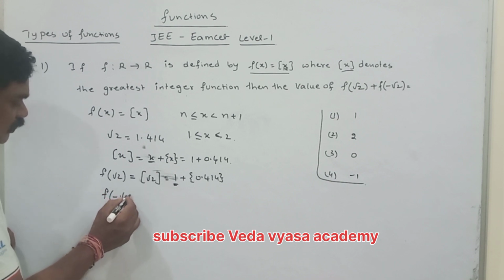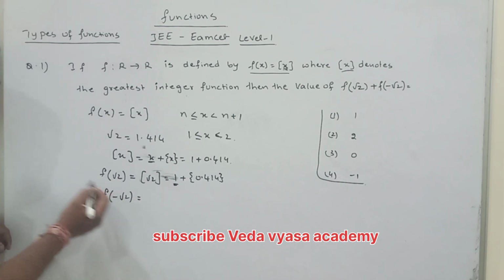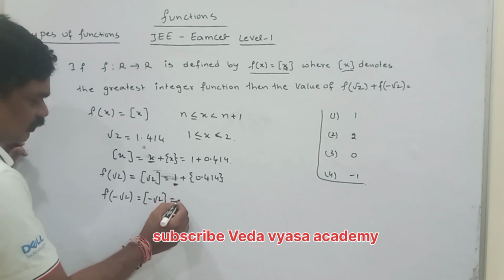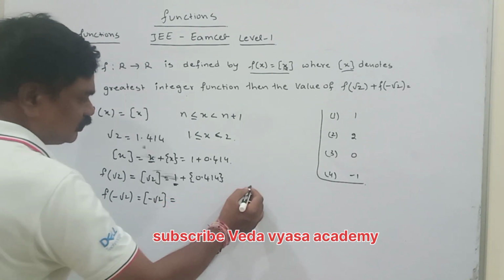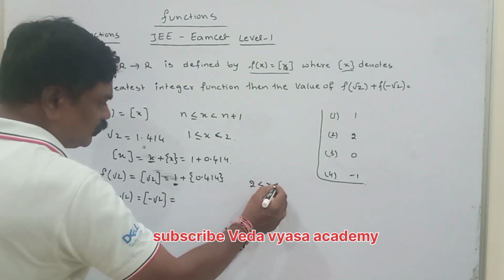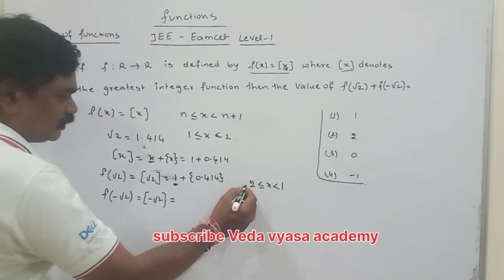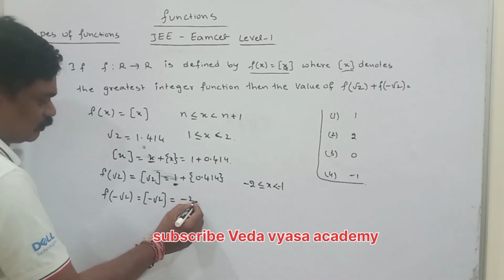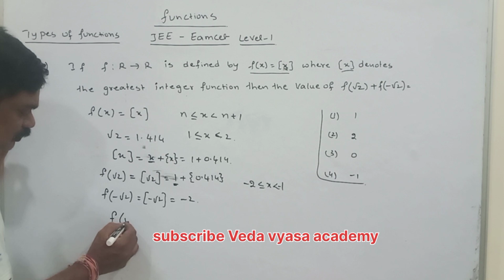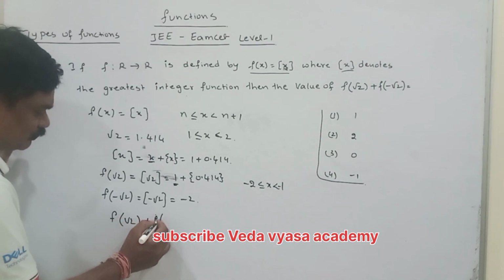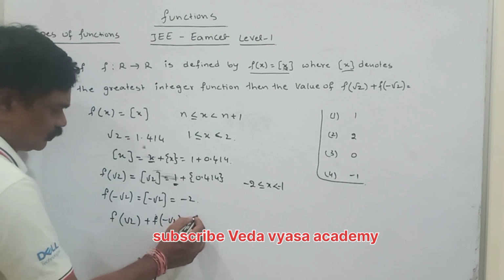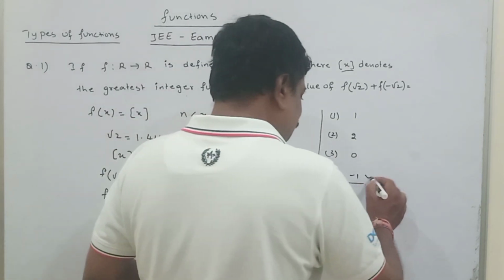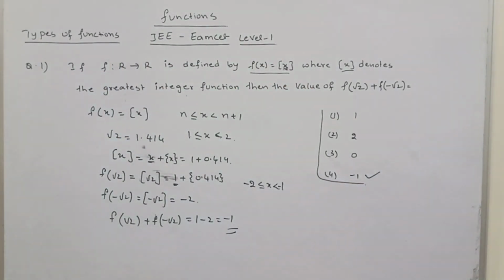F of minus root 2: step of minus root 2 is equal to what? This is in between minus 2 less than or equal to x less than minus 1. So this value is minus 2. So f of root 2 plus f of minus root 2 is equal to 1 minus 2, which is equal to minus 1. So option 4 is the answer.